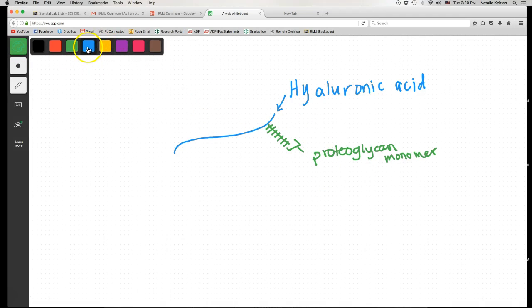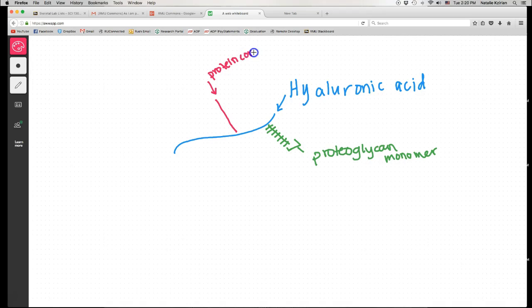So let's draw that in first. Apparently I like all the same colors. Okay. So there's our protein core. And extending off of there are going to be something called glycosaminoglycans, or a lot of people just refer to them as GAGs. So let me draw those extending on off. These are actually connected like that. So I'm going to put GAGs.